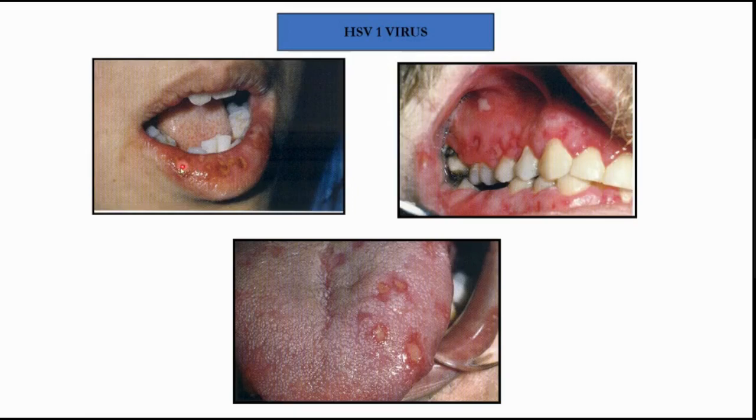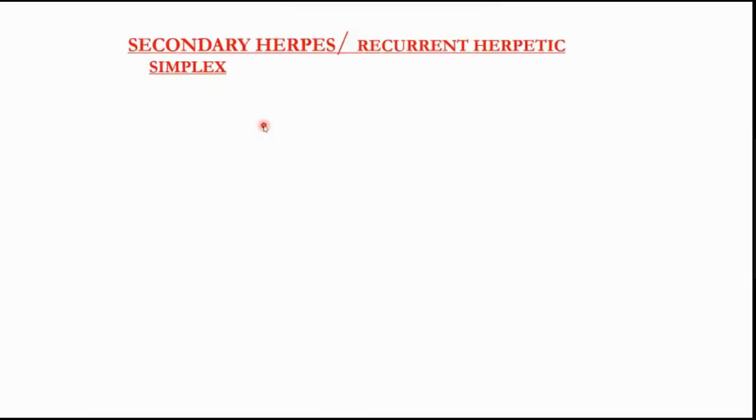And as you can see, this is a small child. Actually, this is an older person, but it's very common in the preschool children. So that was the primary herpetic gingivostomatitis.